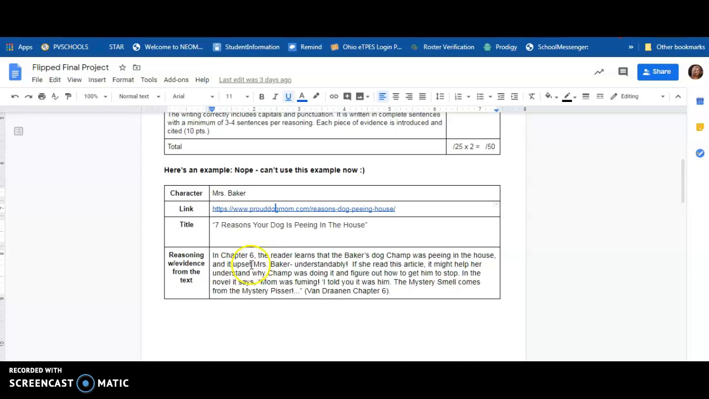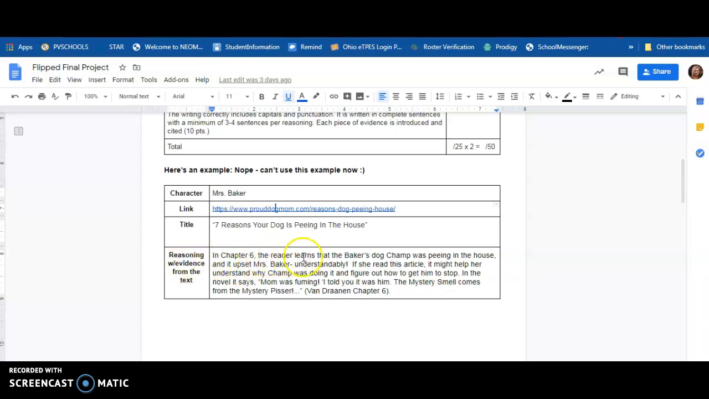So we actually had a dog named Mickey who was clearly abused. And one of the things that he also did was he would pee in the house. So I kind of knew that in the back of my head, and I realized why he was doing it right away. Mrs. Baker obviously didn't. So here I talk about that.